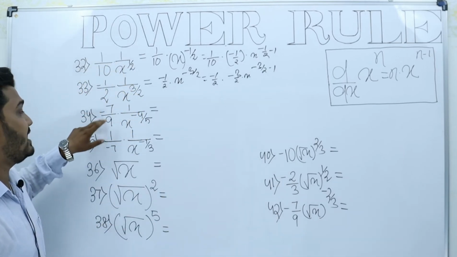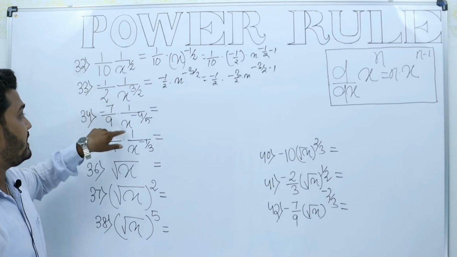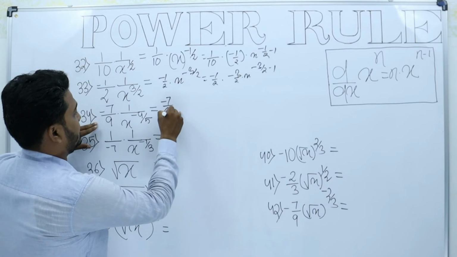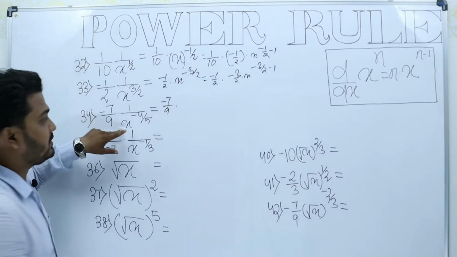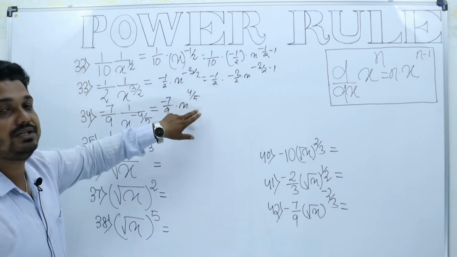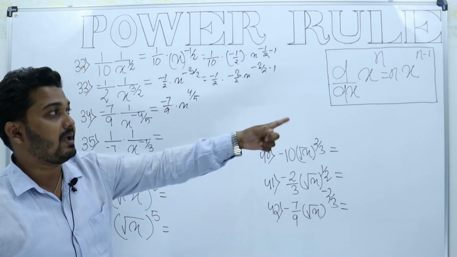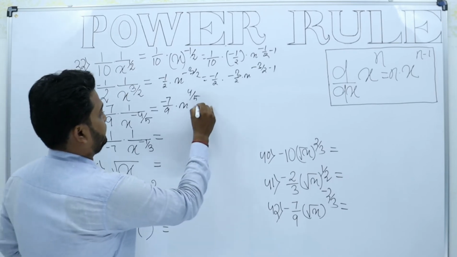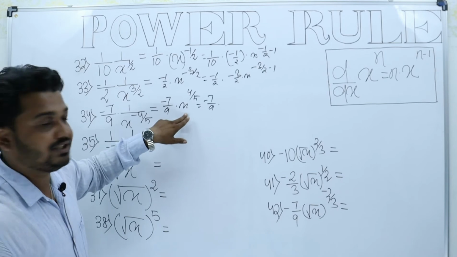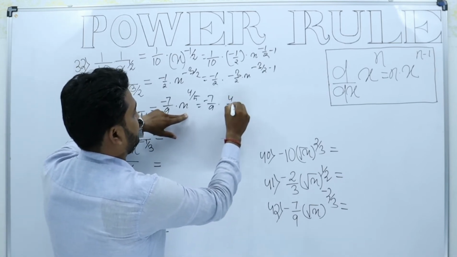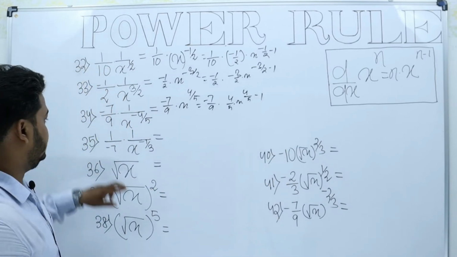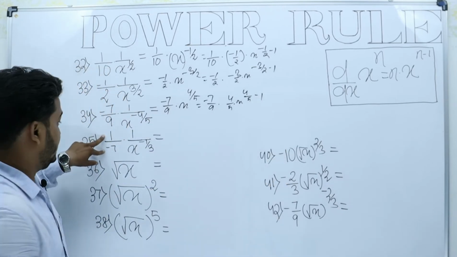Now next question, minus 7 by 9 into 1 by x to the power minus 4 by 5. So this can be written as minus 7 by 9 remains same. X to the power minus 4 by 5 in the denominator can be written as x to the power plus 4 by 5 in the numerator. As the power is 4 by 5, we can write 4 by 5 x to the power 4 by 5 minus 1. So minus 7 by 9 remains same. The derivative of x to the power 4 by 5 is 4 by 5 x to the power 4 by 5 minus 1.